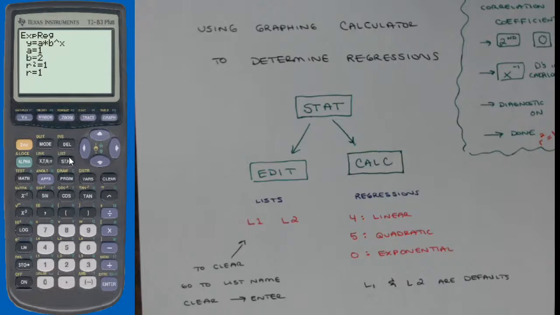Okay, so that's how you calculate those regressions to figure out which of those relationships, linear, quadratic, or exponential, is going to best fit your information.